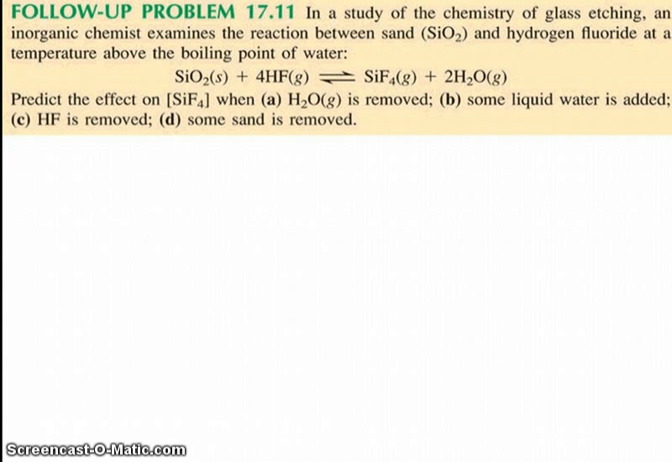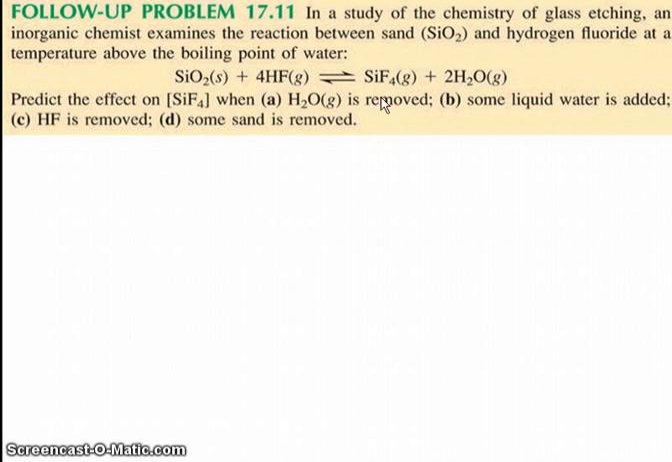And that can be applied to the following question. So we're going to take a look at the reaction of silicon dioxide, SiO2, with HF to make silicon tetrafluoride and water. So what we want to do then is note that we're doing this reaction above the boiling point of water, so we're very hot, and we want to predict the effect on the concentration of silicon tetrafluoride, a product, when we do the following things.